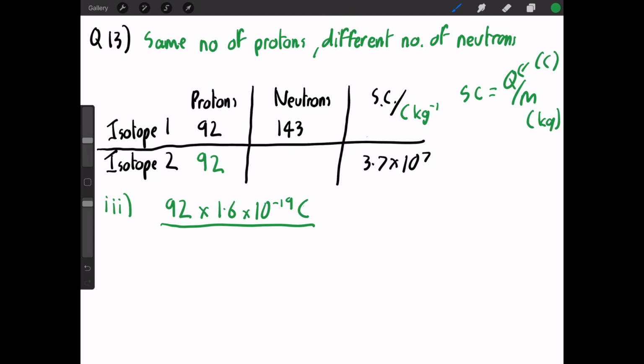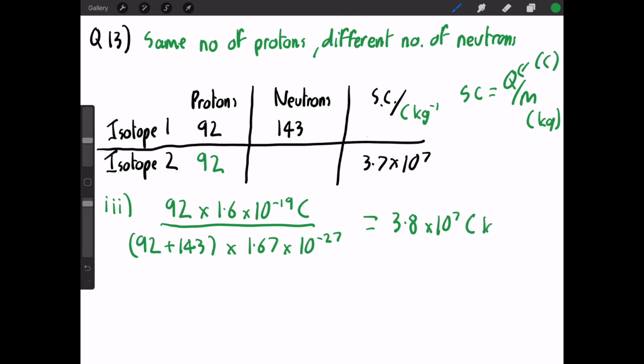So remember, it's the total mass number, so we need to add our protons plus our neutrons and multiply that by the average mass of a nucleon, which is about 1.67 times 10 to the minus 27. That should give us an answer 3.8 times 10 to the 7 specific charge, so that's coulombs per kilogram. So we can write that in 3.8 times 10 to the power 7. Okay, I'll need a bit of room for the next bit, so I'll just get rid of this.